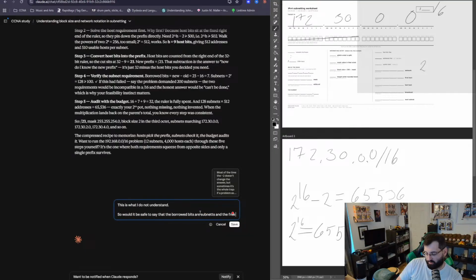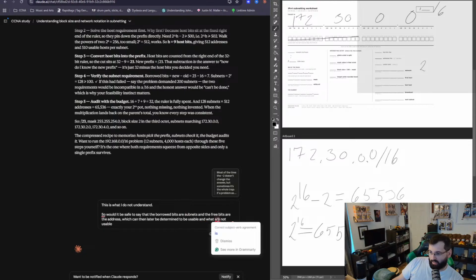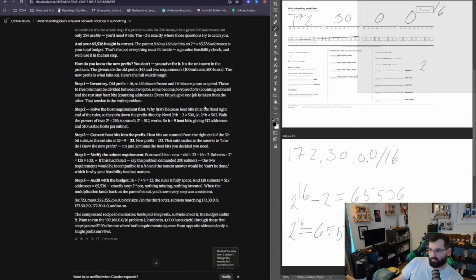And the free bits are the addresses, which can then later be determined as usable and not usable. I always want to add in an extra N or a T to subnets.